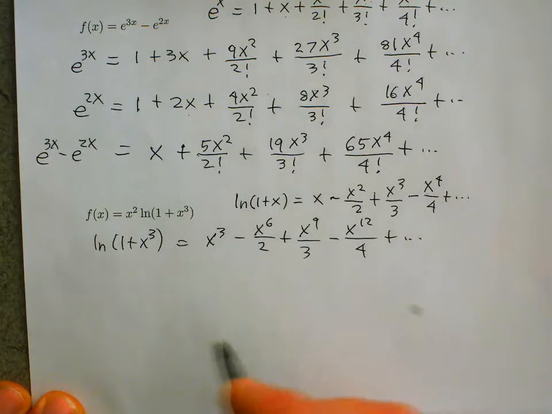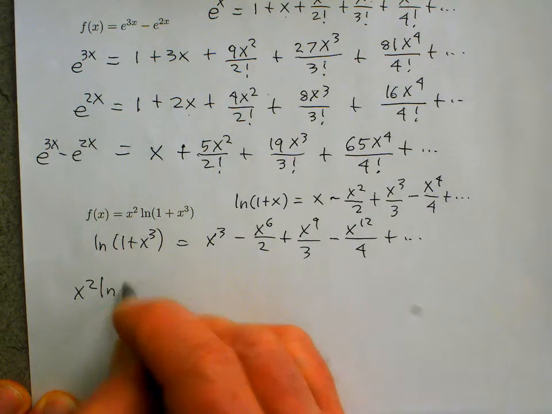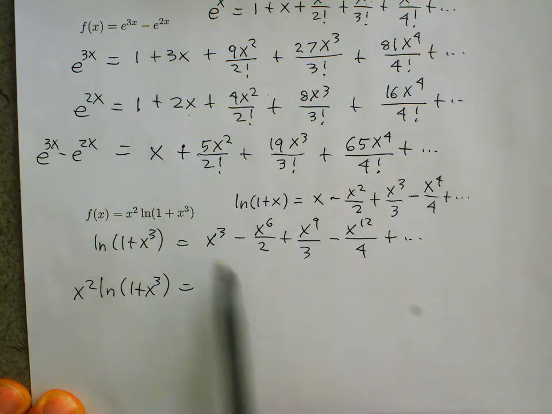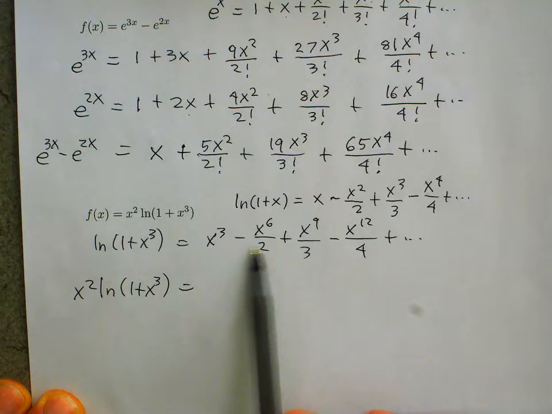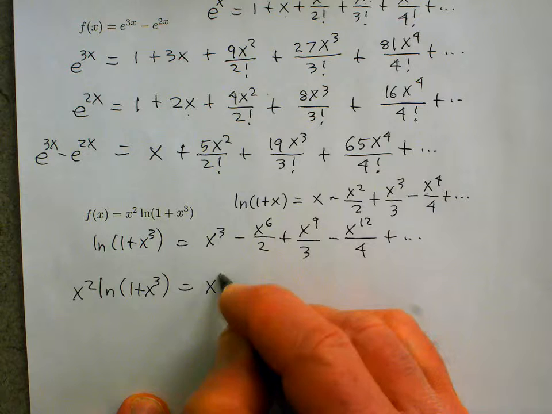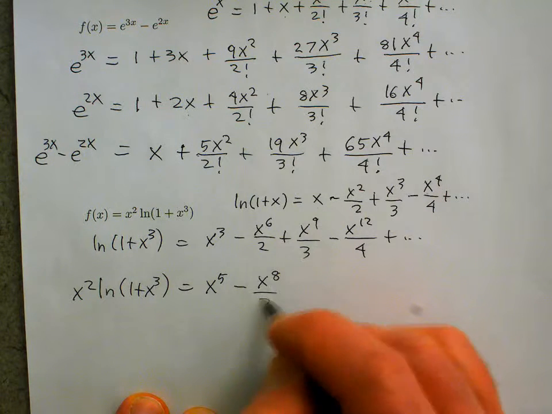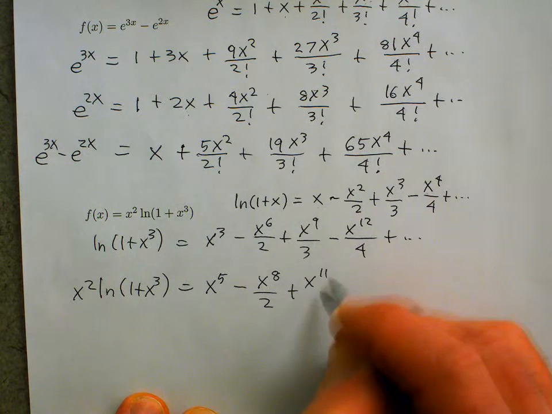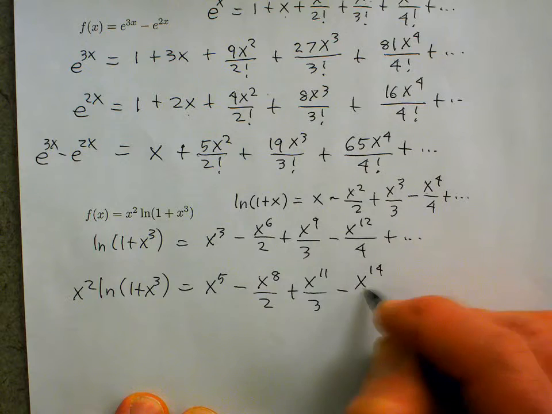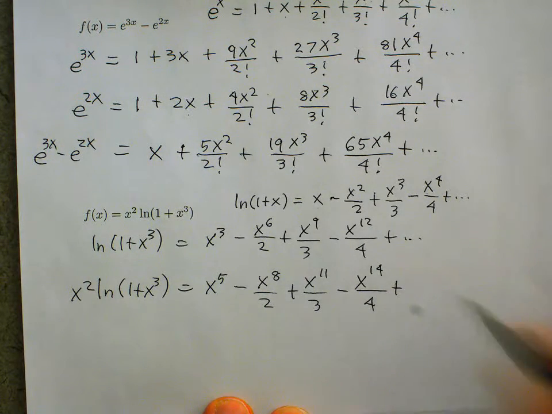And finally, x squared times the natural log of 1 plus x to the third. We just multiply each of the terms in the above series by x squared, and we get x to the 5th minus x to the 8th over 2 plus x to the 11th over 3 minus x to the 14th over 4 and so on.